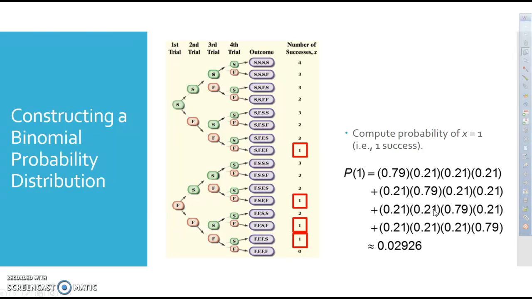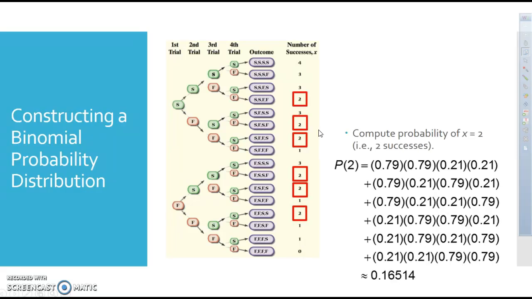So you see that 0.79 just moves through: the first one was a success, the second one was a success, the third one was a success, the fourth one was a success. So there's 1 success for every line, and the rest of them are failures. We add all those up, we get our probability that there is 1 success.